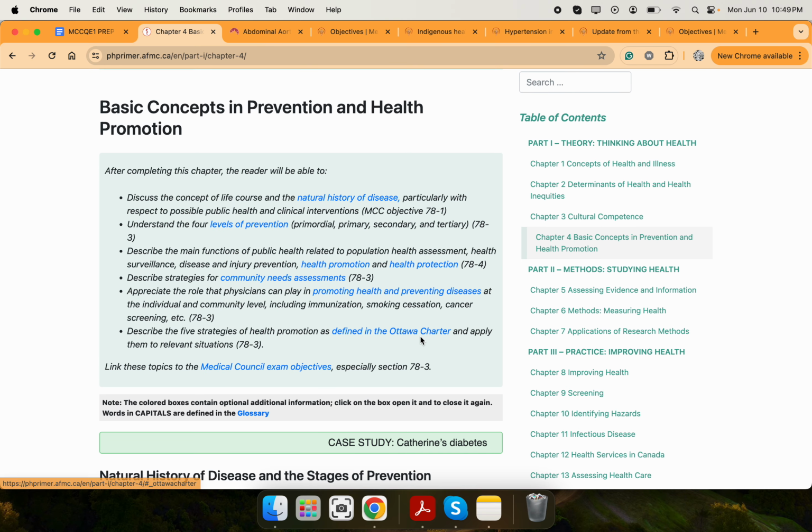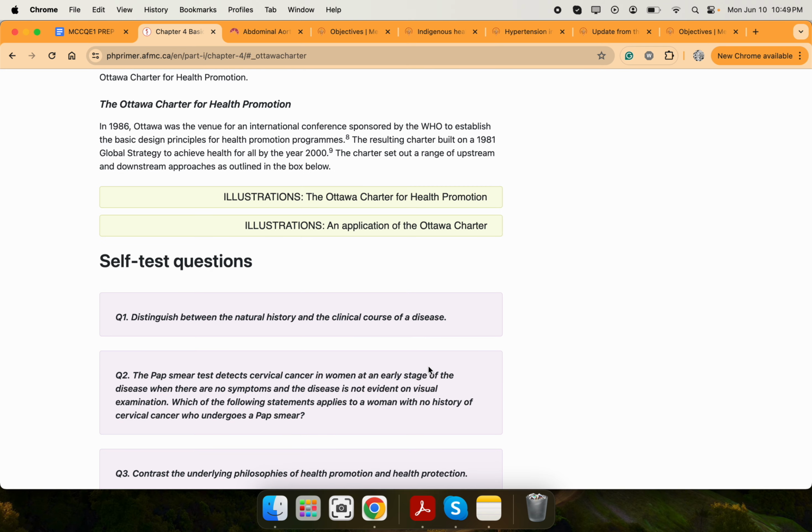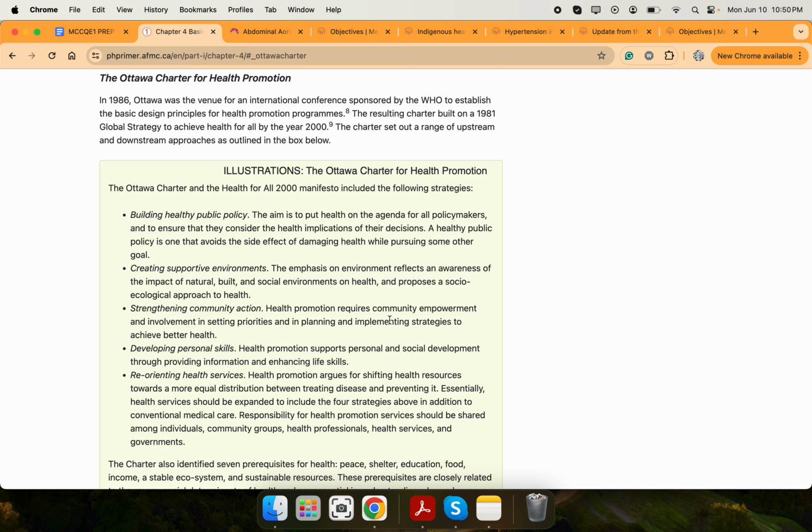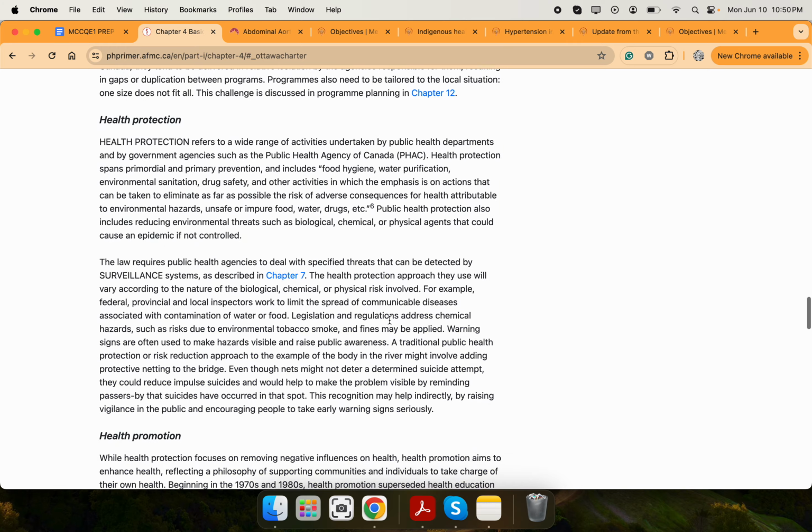The five strategies of the Ottawa Charter are important. The reason I'm saying it is that I saw a question on this in the MCC practice test. It is just the five points. If you can do it, that's amazing.